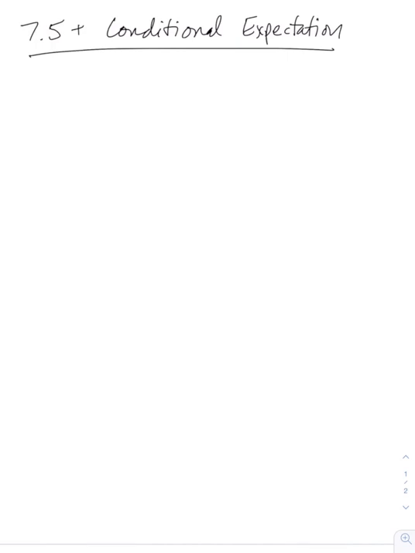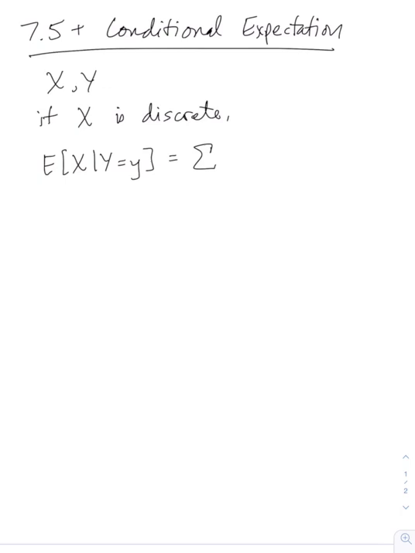Okay, so conditional expectation. Let's say we have two random variables. Then, if x is discrete, then the expected value of x given y equals little y is equal to the sum over little x in the range of x times the conditional mass function of x given y. So it looks like just your ordinary sum for the expected value of a discrete random variable, but it's got the conditional mass function in there instead of the regular mass function.